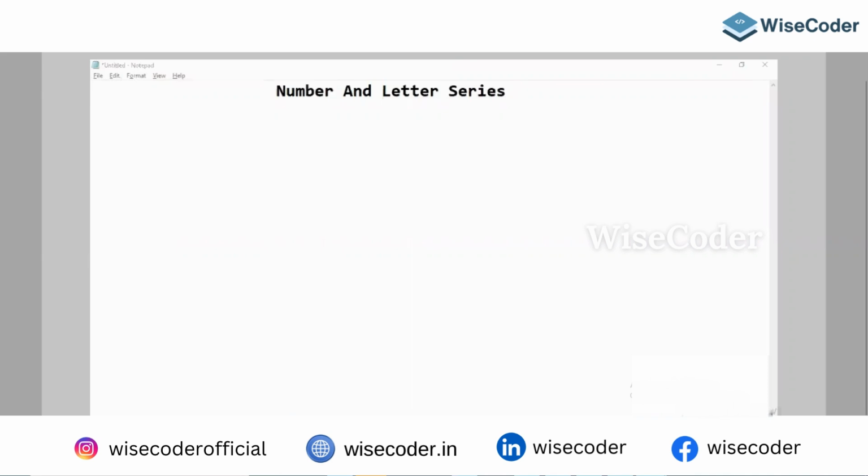Okay, so let's see number series type 1. For better understanding, we will classify this into the following broad categories.